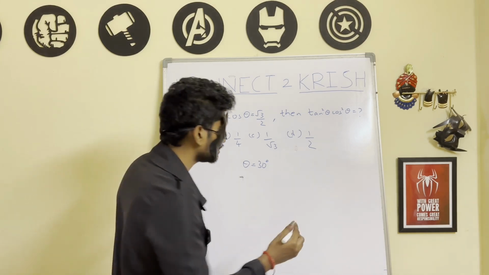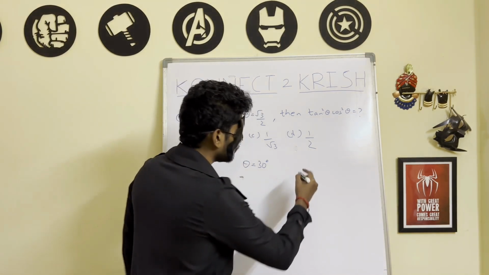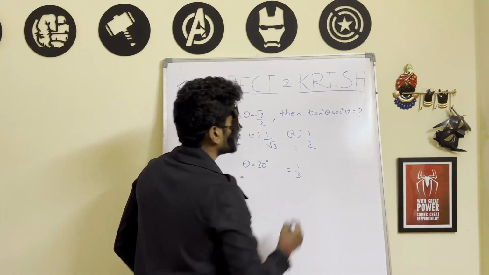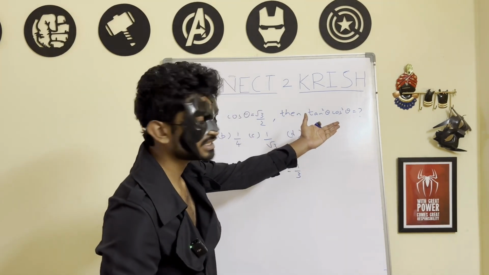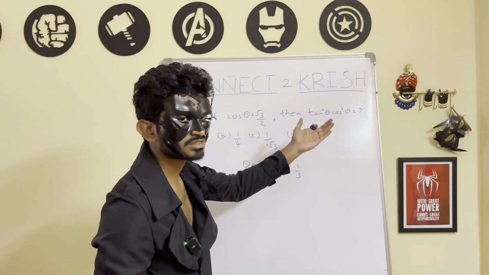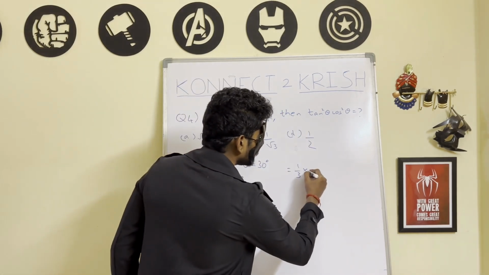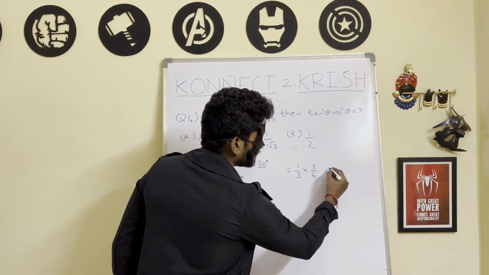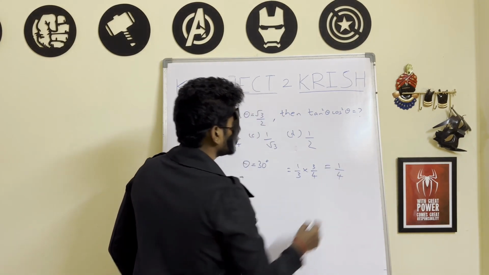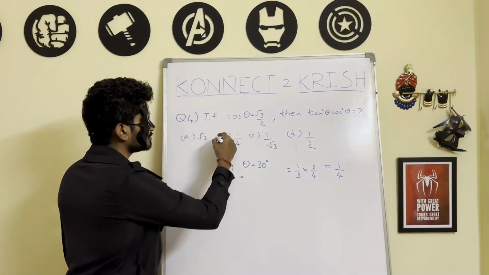Tan 30 is nothing but 1 by root 3. 1 by root 3 whole square is 1 by 3, and cos 30 is nothing but root 3 by 2. Root 3 by 2 whole square is nothing but 3 by 4. So 1 by 3 into 3 by 4 is nothing but 1 by 4. So the answer to this question is 1 by 4. Option B is right.